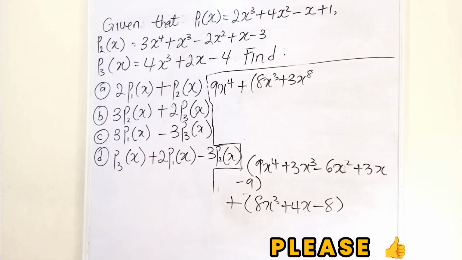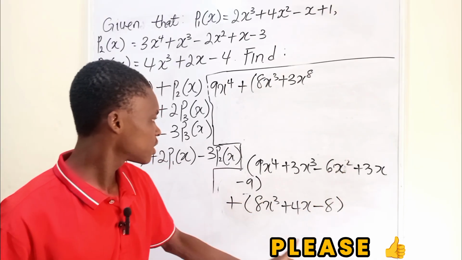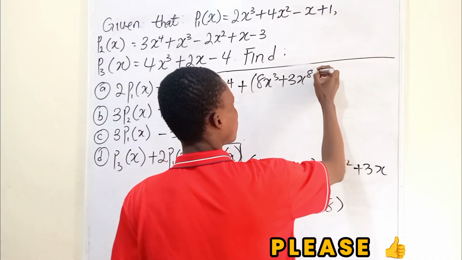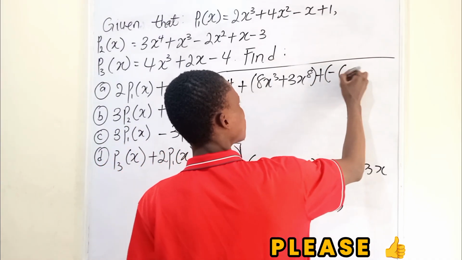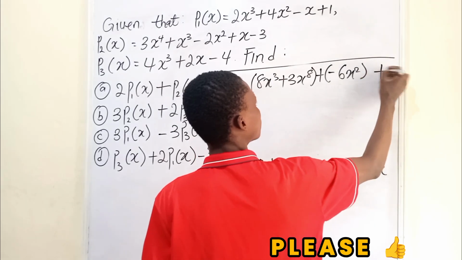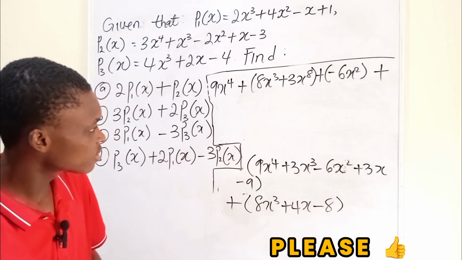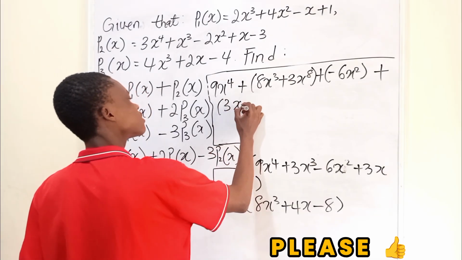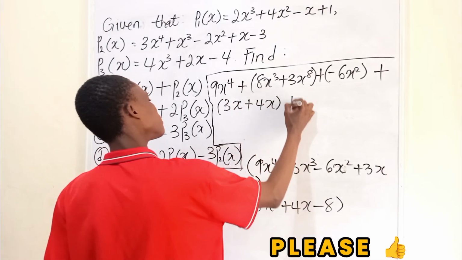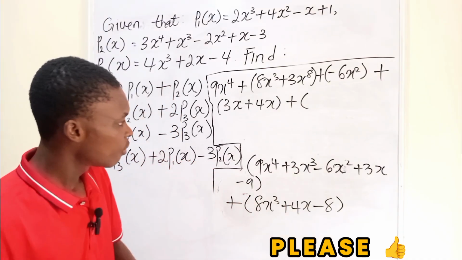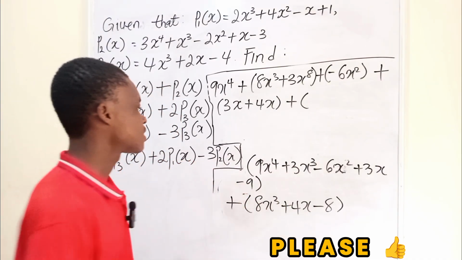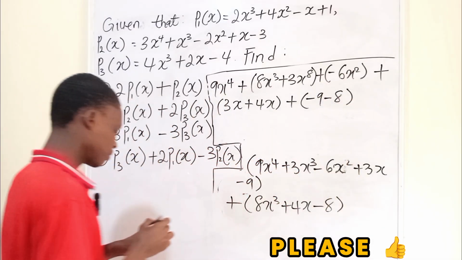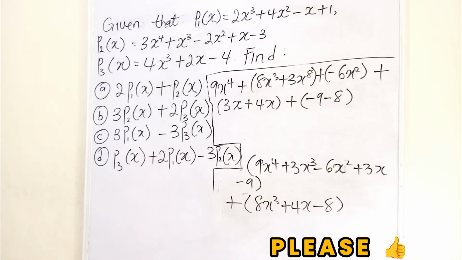All right, what next? We have 6x squared, which is standing alone. There's no other power corresponding to 6x squared. So we have plus negative 6x squared plus. Now what next? We have 3x and 4x, put them together. So this is 3x plus 4x plus. We have minus 9 and 8. So minus 9 minus 8. All right, so let's go.